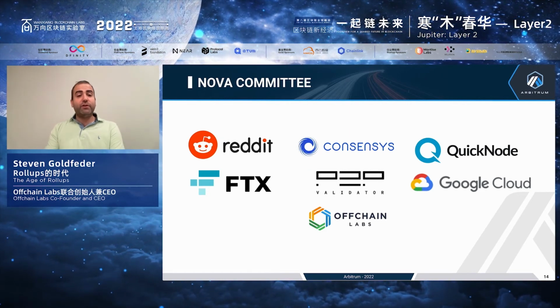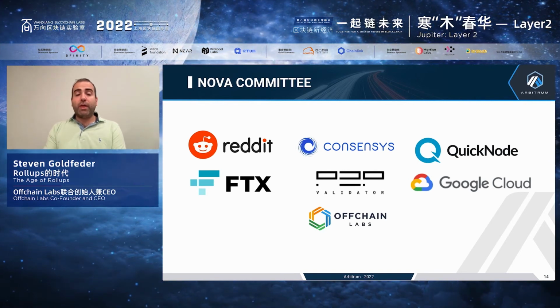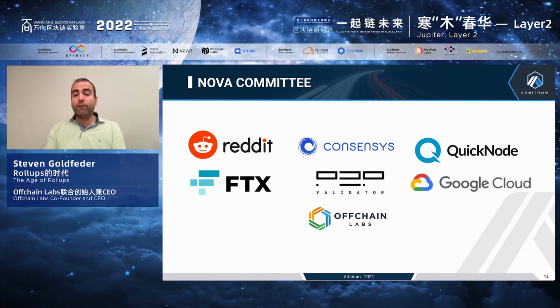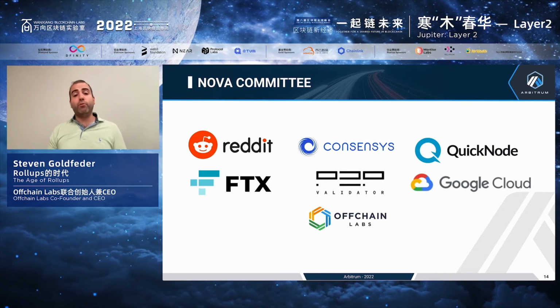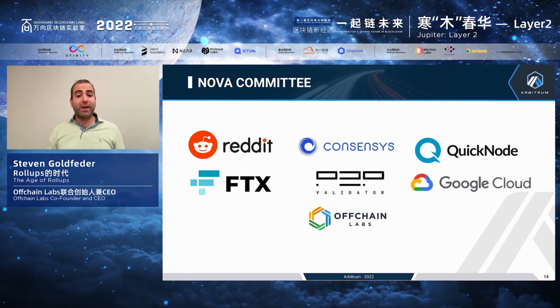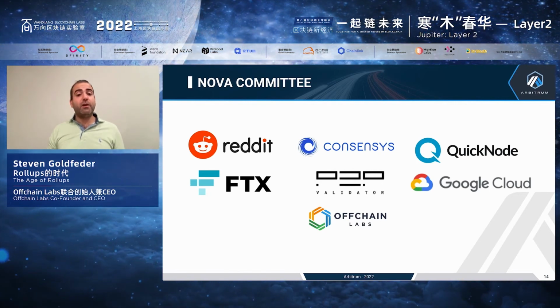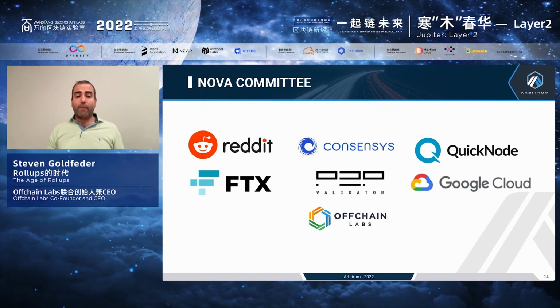That's a great question. And the answer is it's a mix of some really powerful and really strong Web 2 and Web 3 brands. To give you an idea of who it is, it's us at Offchain Labs, as well as Reddit, Consensus, QuickNode, FTX, P2P, and Google Cloud. So a mix of Web 2 and Web 3 companies.